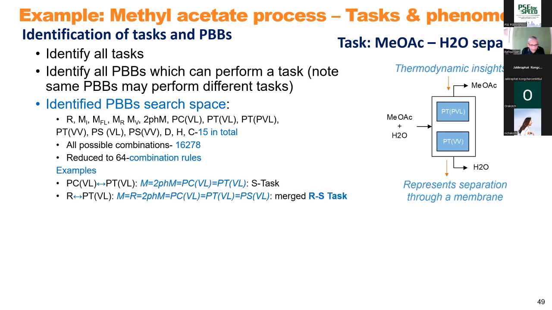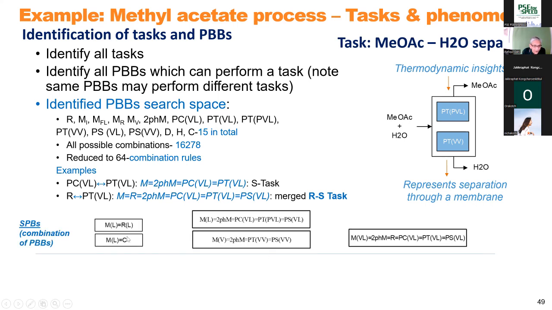What are those combinations? So here is a separation task. We do mixing, two-phase mixing, phase contact between vapor liquid, phase transfer between vapor liquid. What kind of separation is it? For example, a flash. If we also put the reactor, R is reaction, then we have a two-phase reactor. So by combining these things, we can make the different tasks. And so we can say, okay, we can make these different tasks.